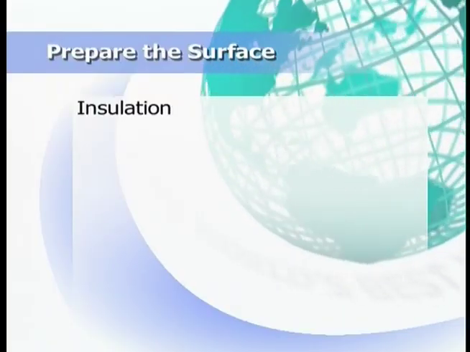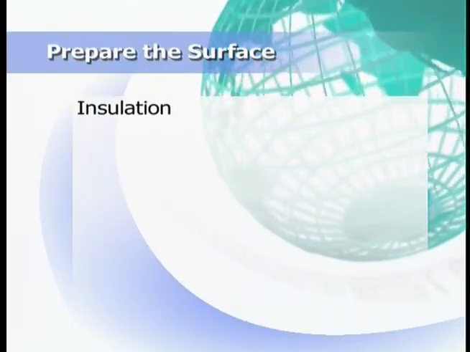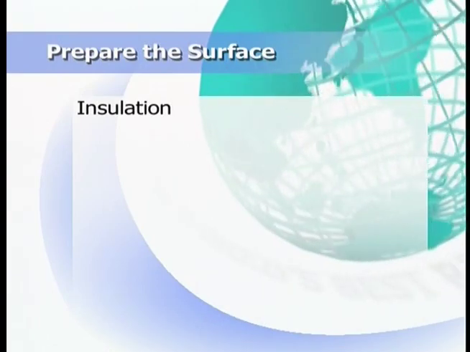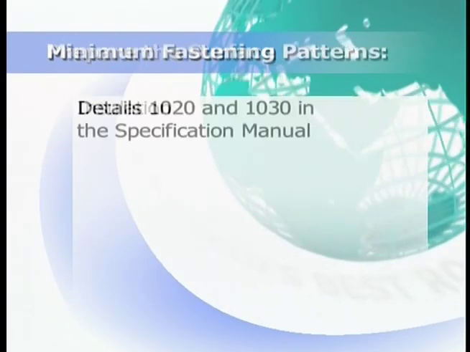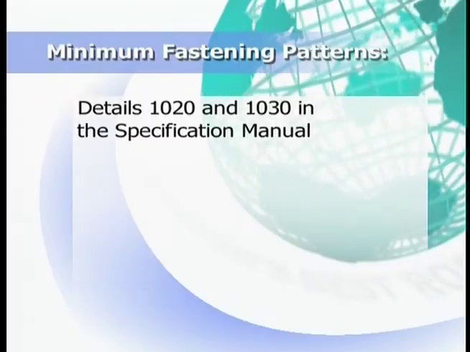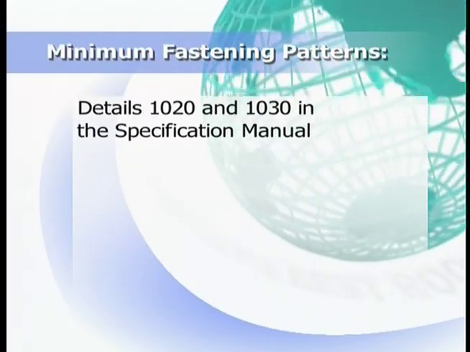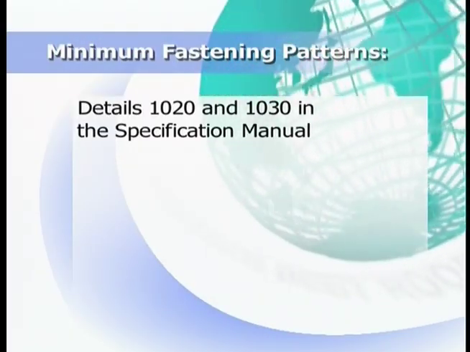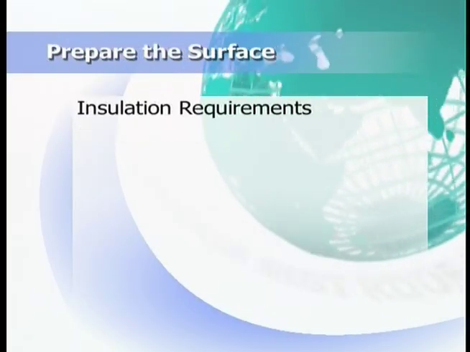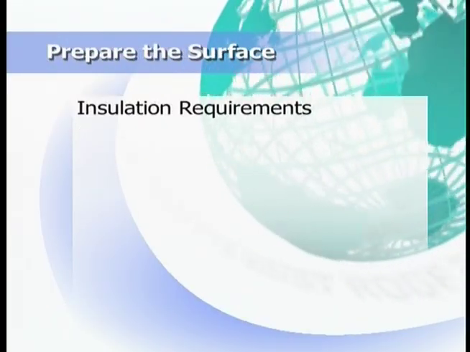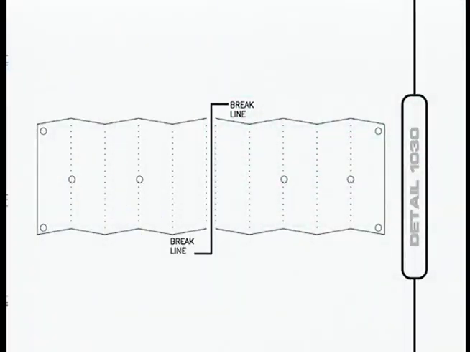Let's move on to insulation. Insulation selection and installation are crucial to the Duro-Last roofing system's performance. In the specification manual, refer to details 1020 and 1030 for minimum fastening patterns for all mechanically attached boards. When you install insulation, follow these requirements. Install all insulation boards, including fan fold and slip sheets, at right angles to the Duro-Last membrane factory welds. See the Duro-Last specification manual for more details on fan fold underlayment boards.